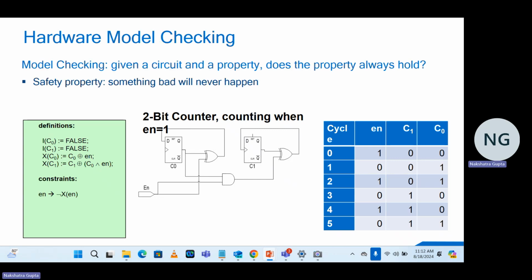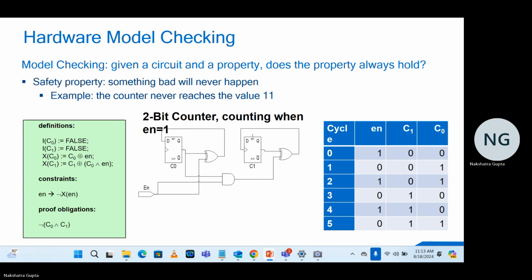Now, in hardware model checking, the goal is to answer the following question: given a circuit and a property, does the property always hold? One of the most popular categories of properties is safety properties. Essentially, it's that something bad will never happen. For example, for hardware, you want to check some properties of your circuit defined by the engineer. So here's an example property: the counter never reaches the value of 3.